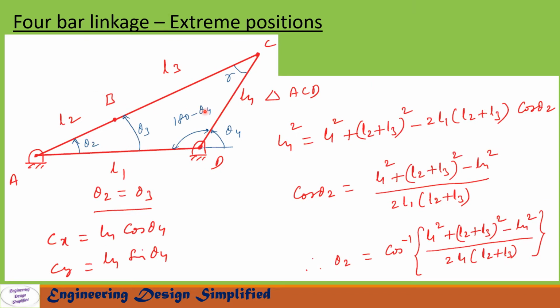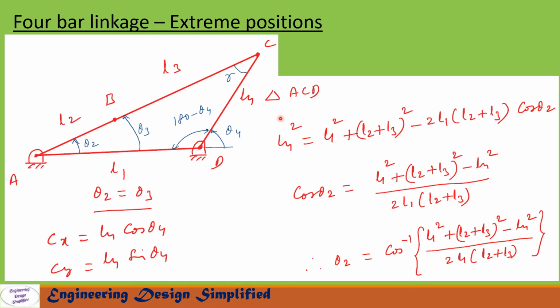For the first extreme position, L2 and L3 are in line as shown in figure, and we can form a triangle ACD. So here the angle theta 2 is equal to theta 3, and this angle let us call 180 minus theta 4, since this angle is theta 4. So the position of C can be written as Cx equal to L4 cos theta 4, Cy equal to L4 sin theta 4. Let us find all these angles using analytical method.